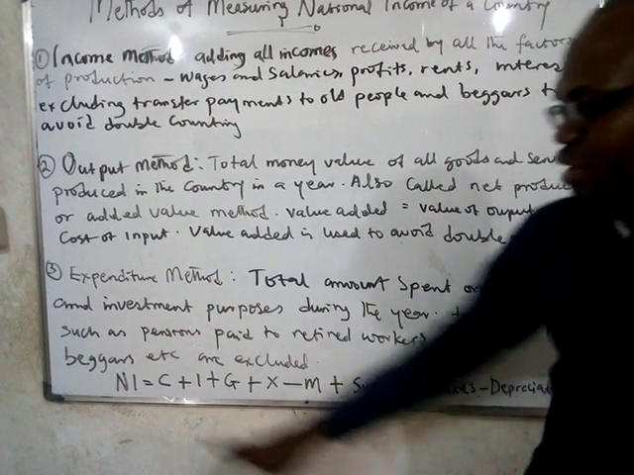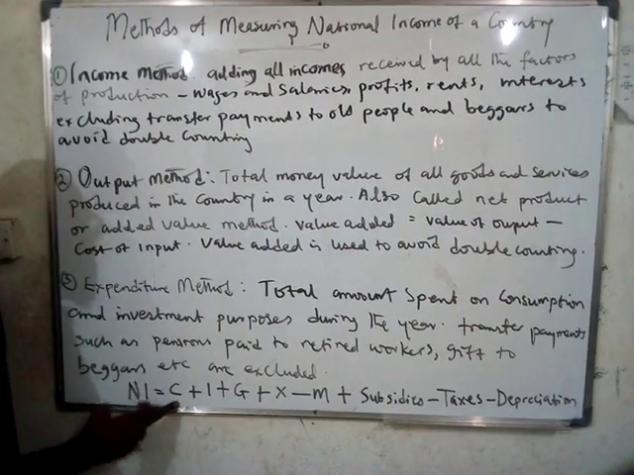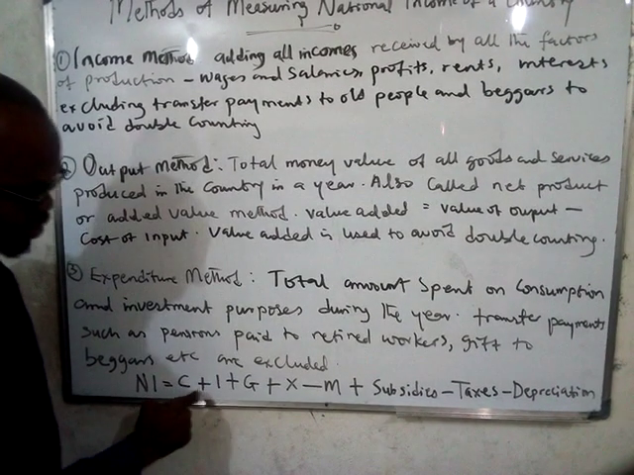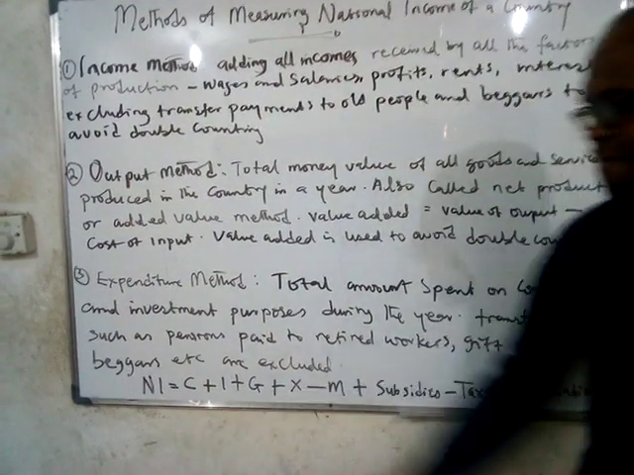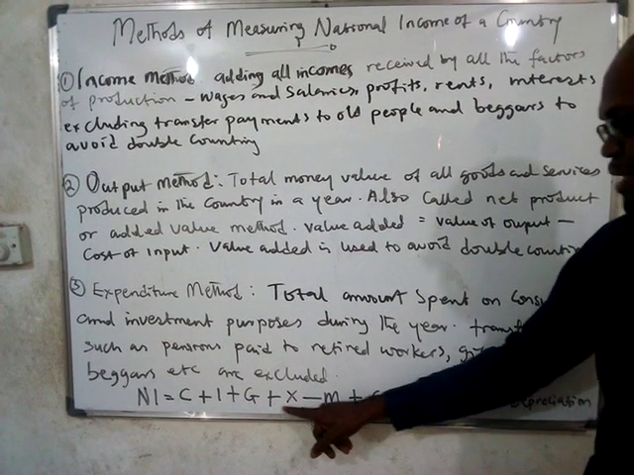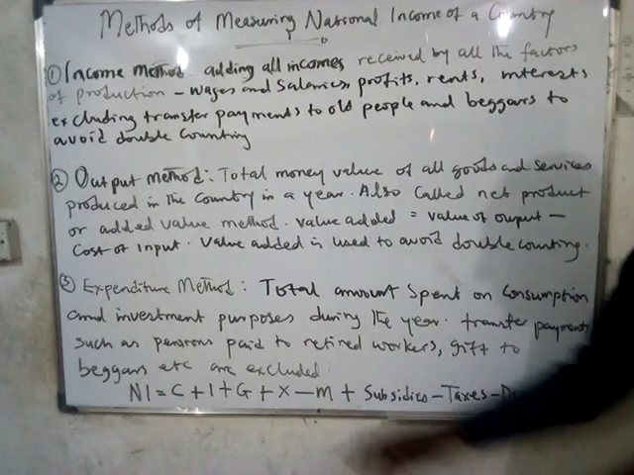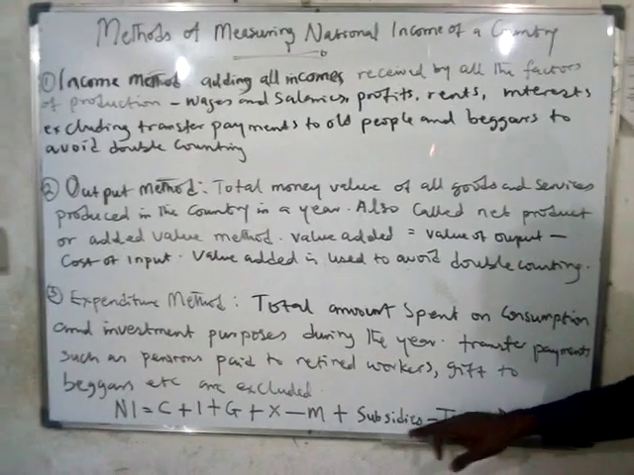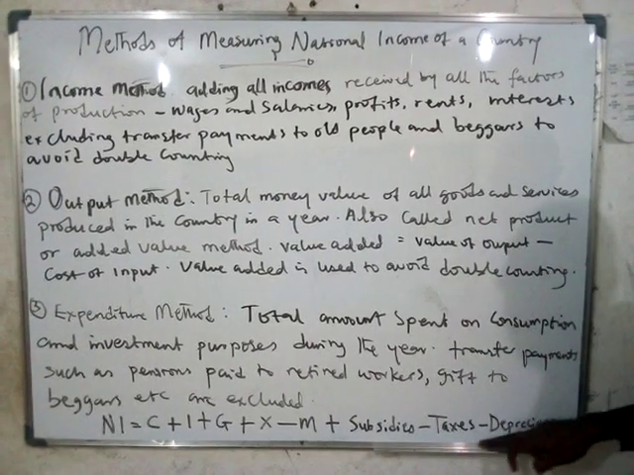If you're using the expenditure method, the national income (NI) is equal to C plus I plus G plus X minus M plus subsidies minus taxes minus depreciation. C is money spent on consumption by private people. I is money spent on investment by private people. G is money spent by governments on both investments and consumption. X is export. M is import. Subsidies are any subsidy that government is giving, and taxes are all the taxes that are being paid.